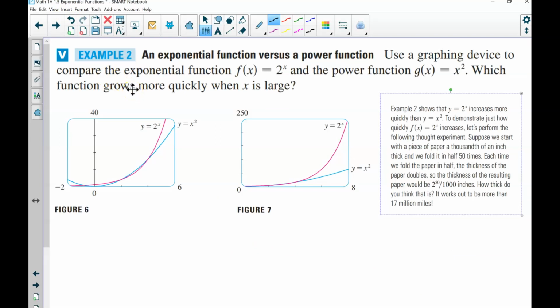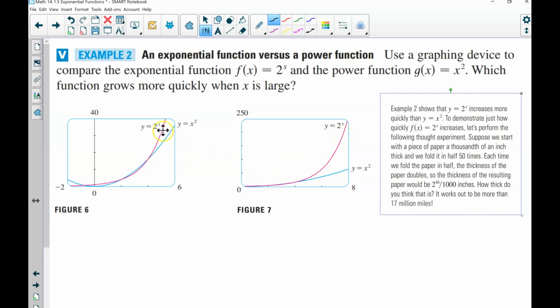Now, for example number 2, we have an exponential function versus a power function. Using a graphing device, we compare the exponential function f of x equals 2 to the x and the power function g of x equals x squared, and ask which function grows more quickly when x is large. When you graph these two functions on the same graph, the one in blue represents the parabola y equals x squared. The one in red is y equals 2 to the x. Now, if we expand the window, you can see clearly that the exponential function is increasing much faster.